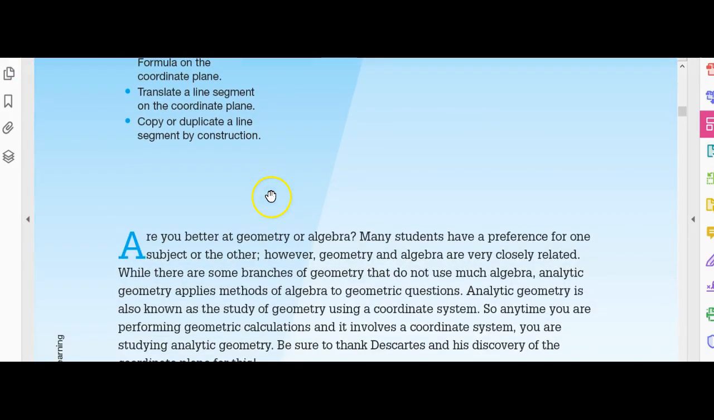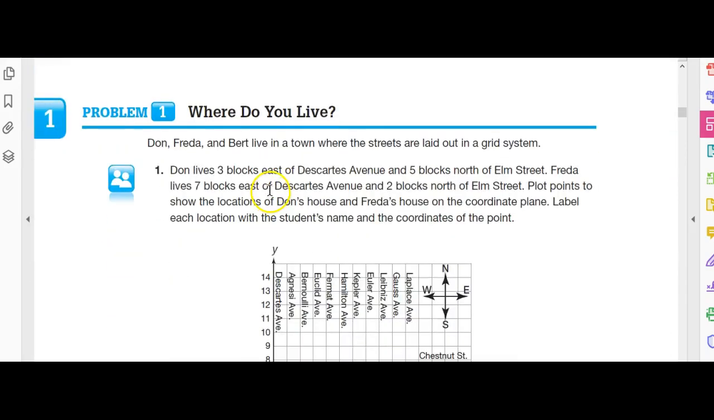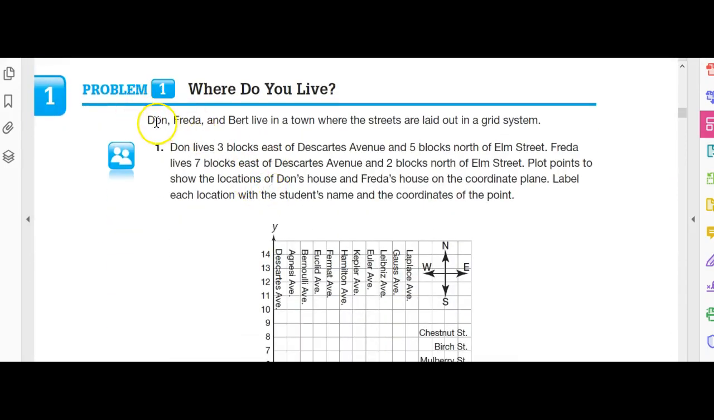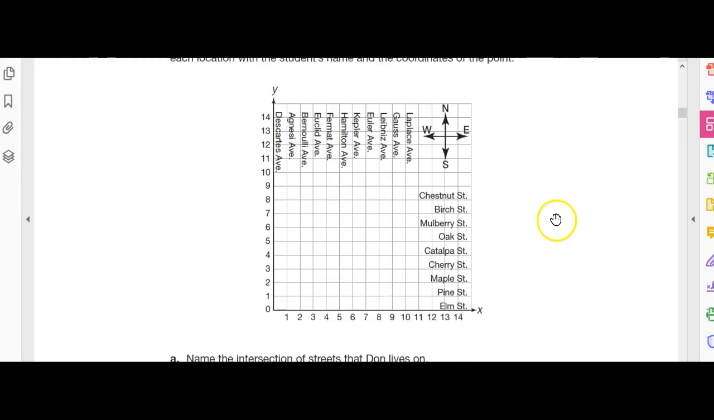Okay. All right. Now we're getting ready to get going in here. We have this thing, Don, Frida, and Bert. We call them D, F, and B. All right, they live in a town. The streets are all laid out in a grid system. Don lives 3 blocks east of Descartes Avenue, 5 blocks north of Elm Street. So just looking here, here's Elm Street, and there's north. So if he's 5 blocks north, you're going up 5 blocks.